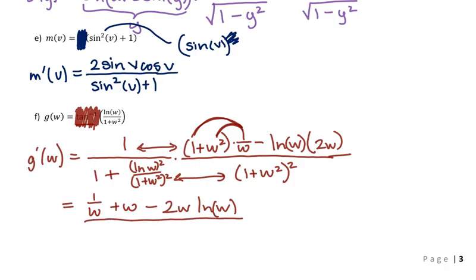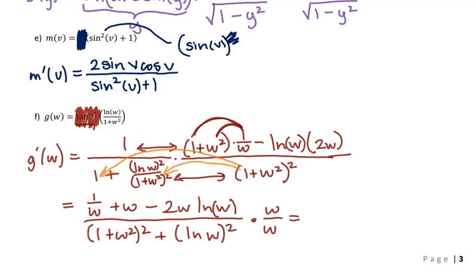Okay, so on the bottom, what I'm looking at here is distributing this to the 1 and to the fraction. So when I distribute it to the 1, I get 1 plus w squared squared, and when I distributed it to the fraction, the 1 plus w squared cancels, and I get natural log of w squared. And this is pretty good. I just see one more thing that I need to deal with, and that's fractions and fractions. So I'm going to multiply top and bottom by a w, and then I think I'm done.